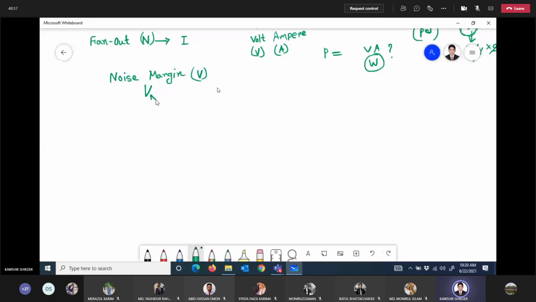And we use VN to represent noise margin, and we use capital N to represent fan out. V for voltage and N for noise. That deals with voltage V, and the unit should be volt. Okay, so let's see the diagram.